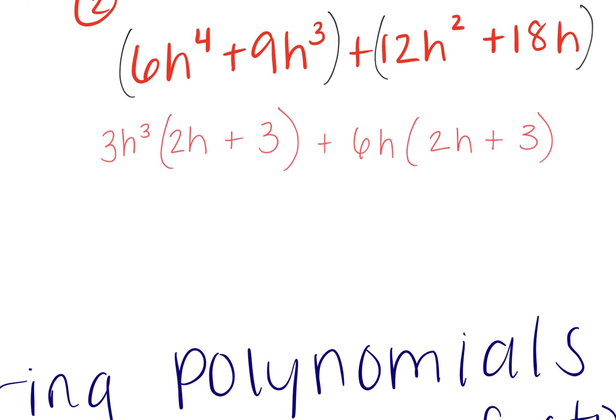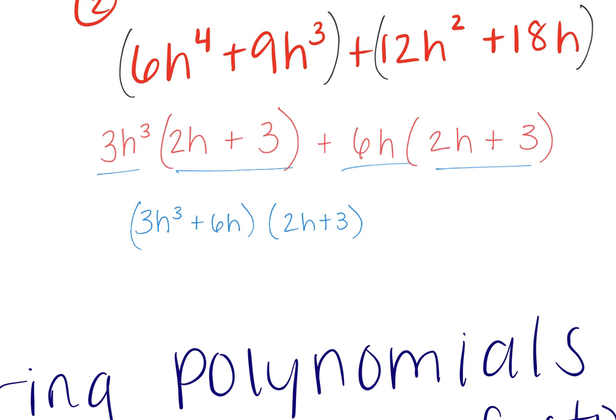So as soon as we pull that out and both of our parentheses match, let's rewrite our solution. So this is 3h cubed plus 6h. What's outside the parentheses, and then we write what's inside multiplied by it. So 2h plus 3. Now, again, we're not done. Why are we not done? Ashton? Because of the h cubed.